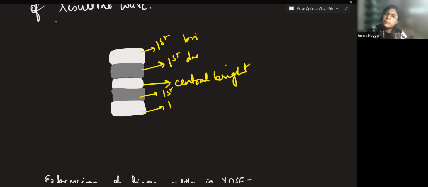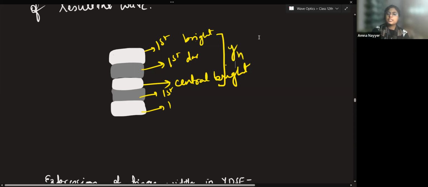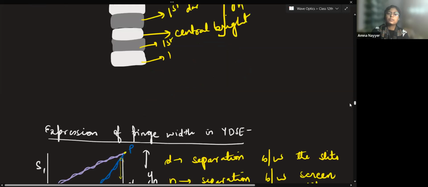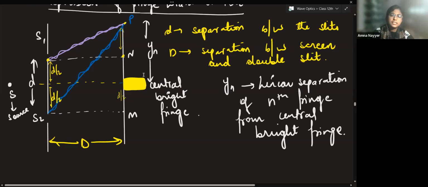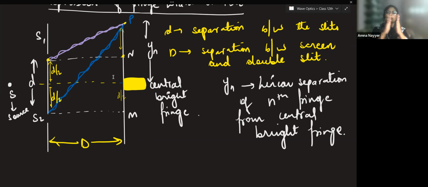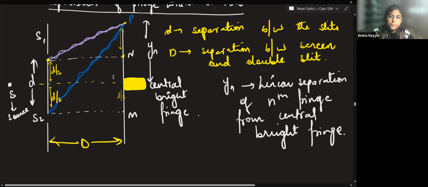Now, if we want to calculate the separation of any of the fringes, let's say this first bright fringe from the central maximum, what will be the formula? That we are deriving. This is Yn, the separation from the central maximum. That is the distance we are calculating. So this is the two slits we have taken. The screen is placed over here. At the center, you're getting the central bright fringe. This is capital D, the distance between the screen and the slit, and small d, the separation between both the slits.